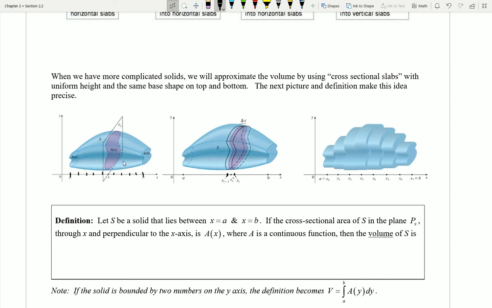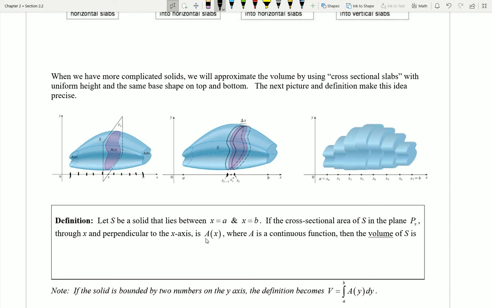Let's suppose that this blue solid up here is called S, and we can already see it lies between a value of a and a value of b measured along the x-axis. Well, if the cross-sectional area, that pink area that I have there, the cross-sectional area of S in a specific plane Px, that is, I'm slicing here with this blade, Px, perpendicular to the x-axis, let's suppose that that pink space is given by A(x).